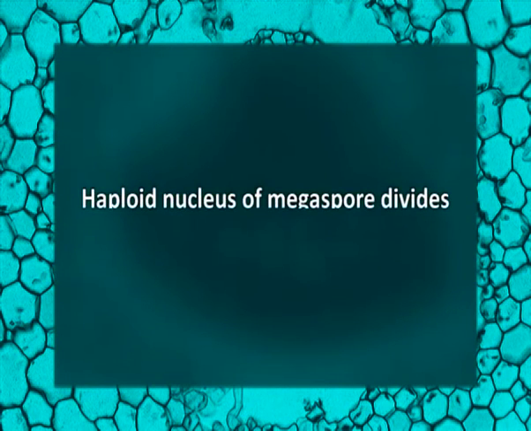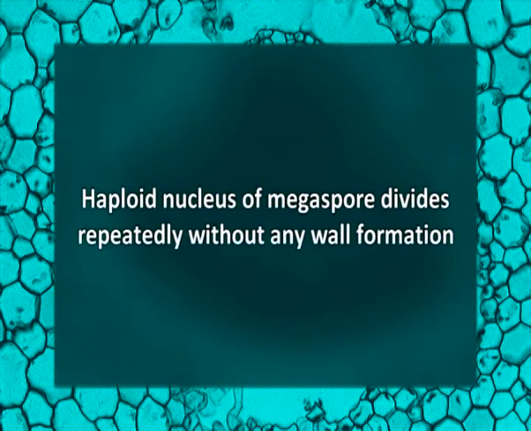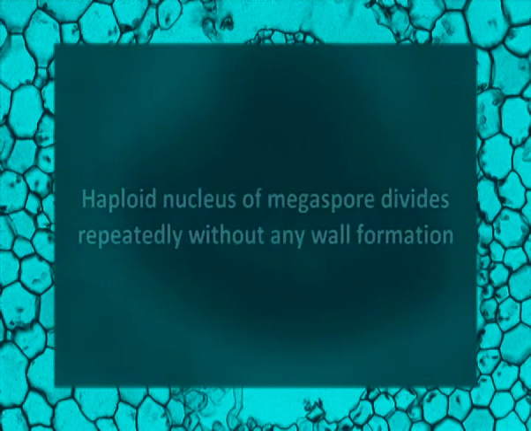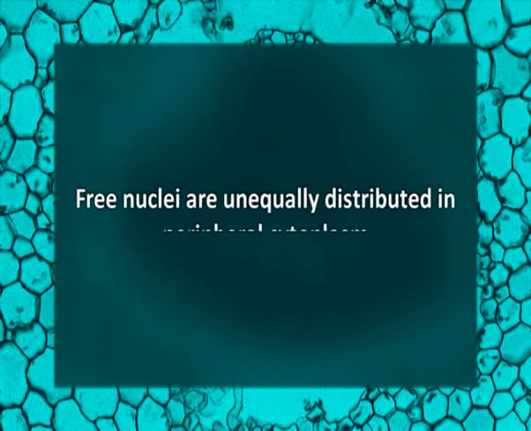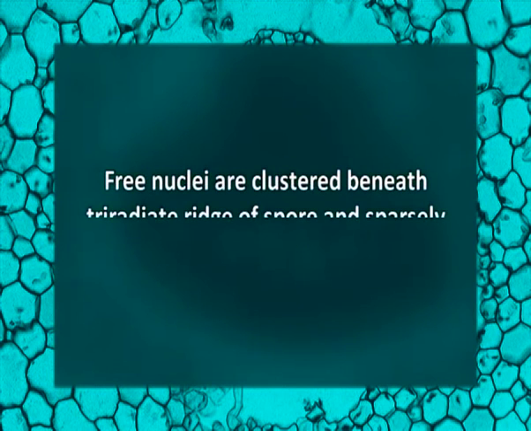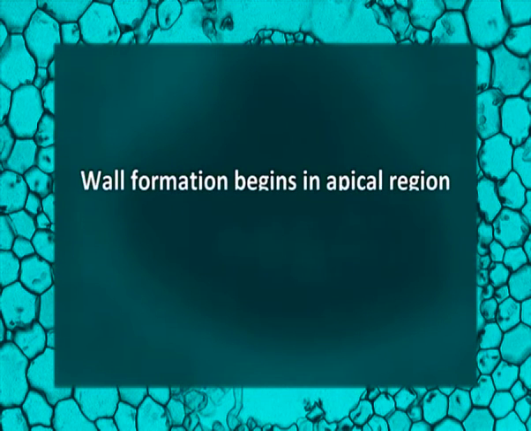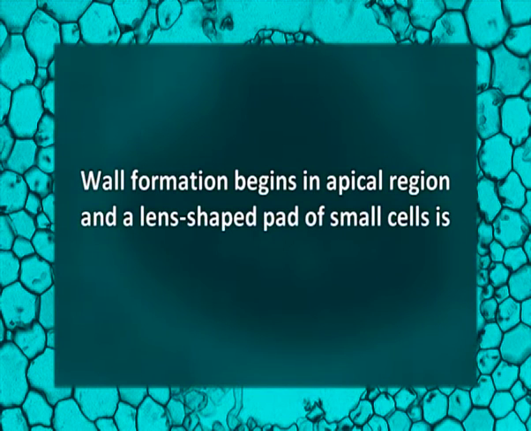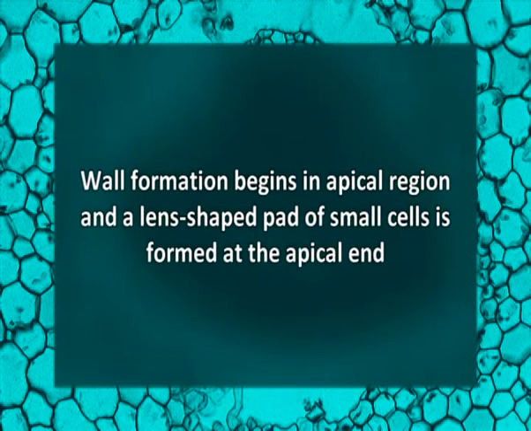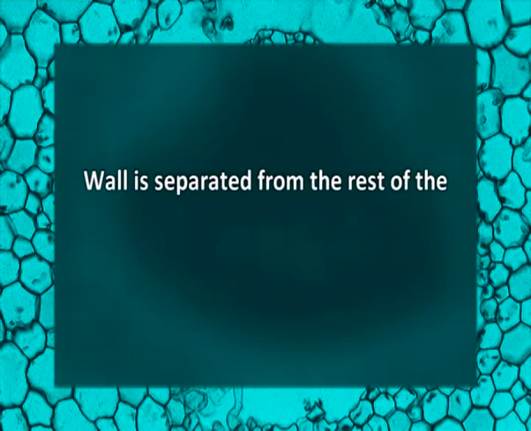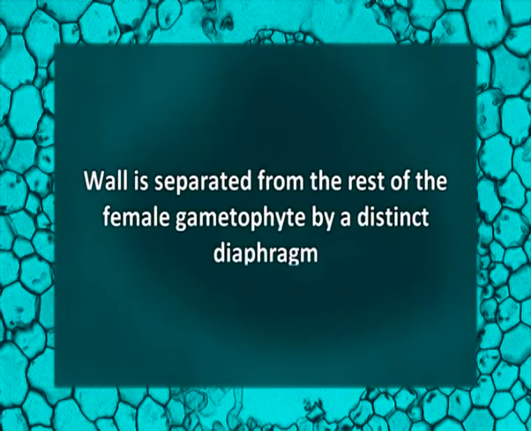The haploid nucleus of the megaspore divides repeatedly without any wall formation. The free nuclei are unequally distributed in the peripheral cytoplasm. They are clustered beneath the triradiate ridge of the spore and sparsely distributed elsewhere. Now, wall formation begins in the apical region and a lens-shaped pad of small cells is formed at the apical end. It is separated from the rest of the female gametophyte by a distinct diaphragm.